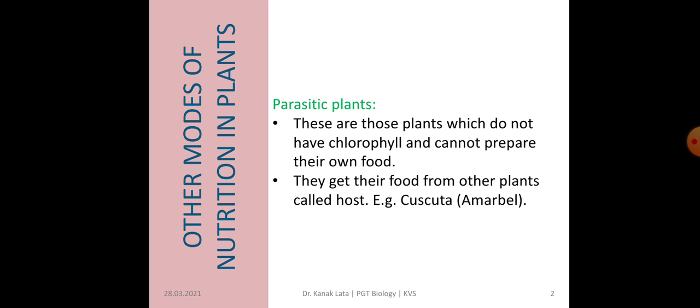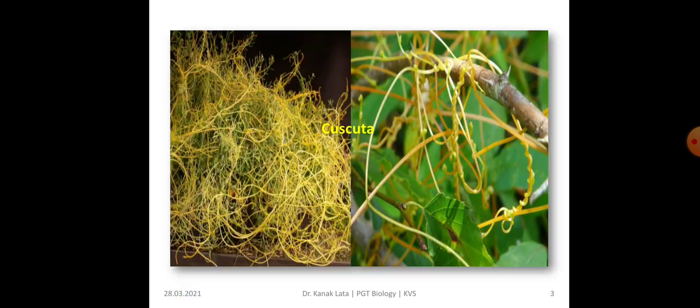A common example is Cuscuta, also called Amarvel, and it is a total stem parasite. Means this Cuscuta is present on the stem of another plant. Here you can see the Cuscuta.